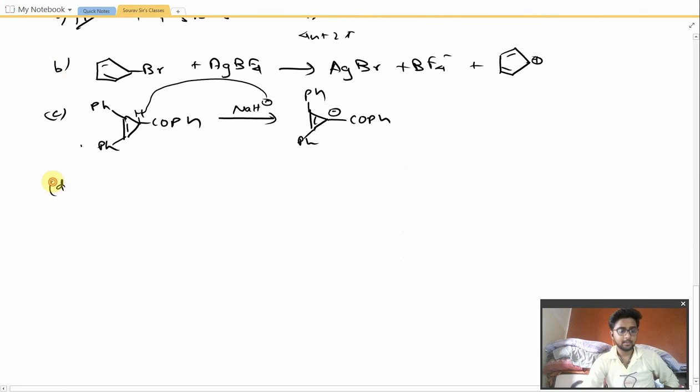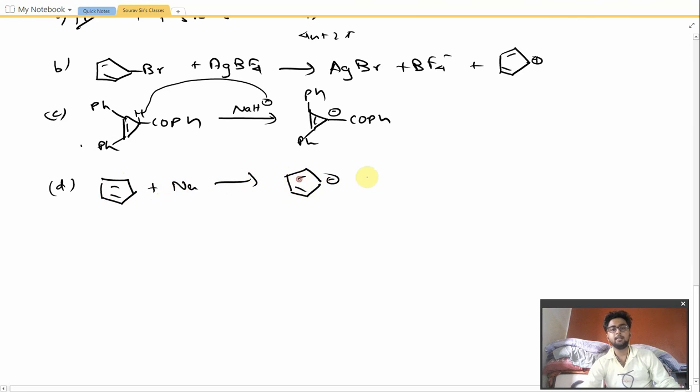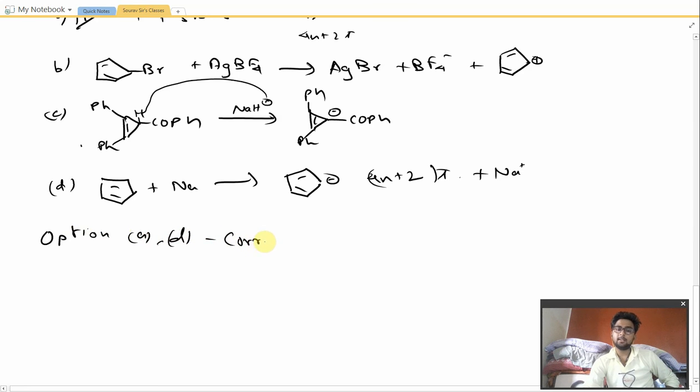The last option that is there, we have this one where we give Na. So what forms is a minus charge over here. Here the 4n plus 2 pi rule is followed, so this species also becomes aromatic, and Na plus would be the byproduct. So options A and D give aromatic products, and therefore options A and D are the correct options.